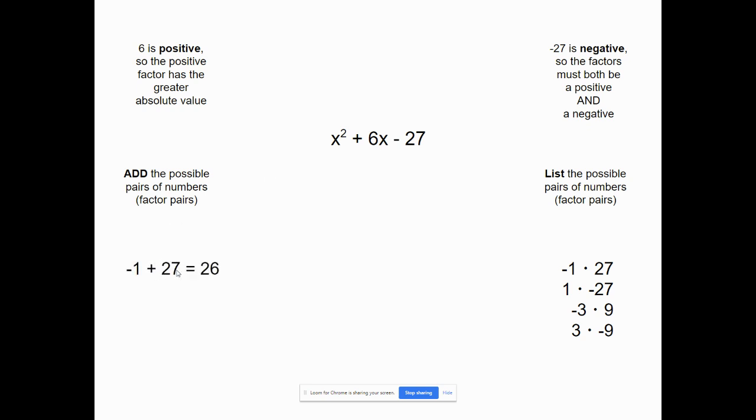27, our positive factor has a greater absolute value than negative 1, our negative factor. So we check that one, but it doesn't give us 6. And then we check negative 3 and 9, and that does give us 6. So we can write our answer, x plus 9 times x minus 3. These are our factors for that trinomial.